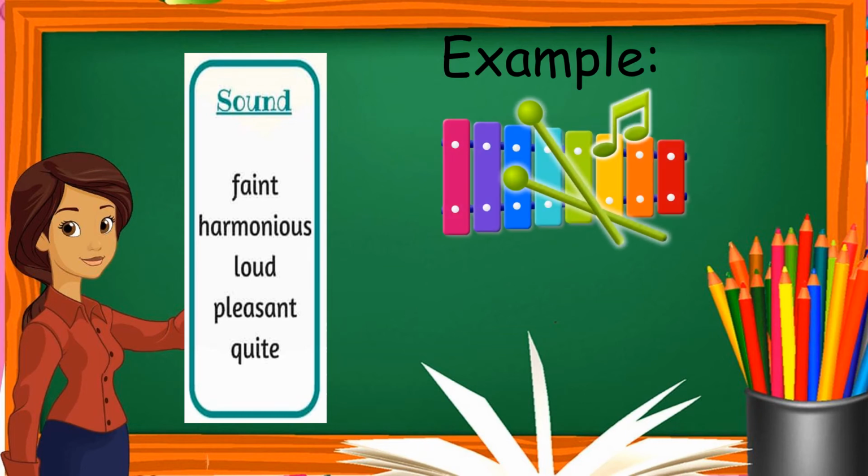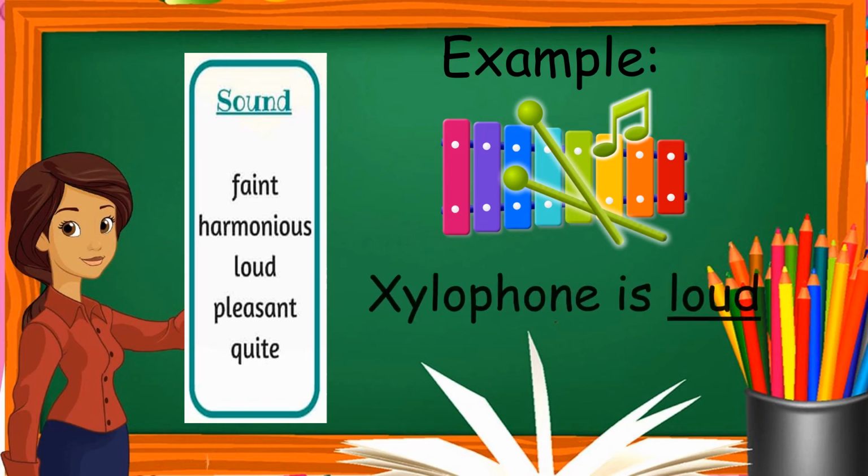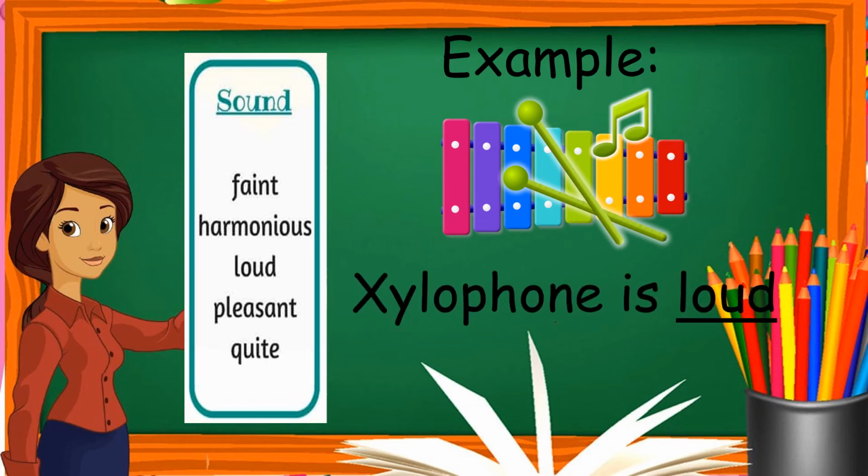Okay, do you know what this is? Yes, xylophone. What can you say about the xylophone? Okay, the xylophone is loud. The word loud here is an adjective that describes the xylophone, and it mentions the sound of a thing. Xylophone is a thing. Okay, next one.